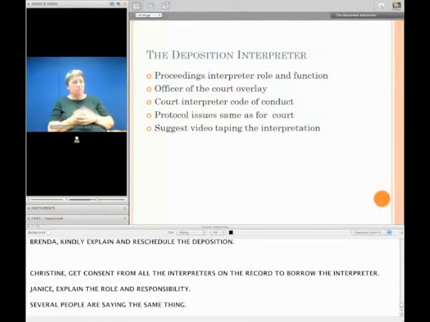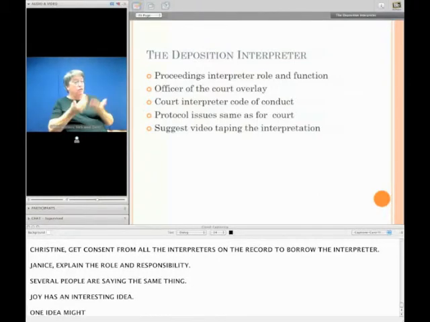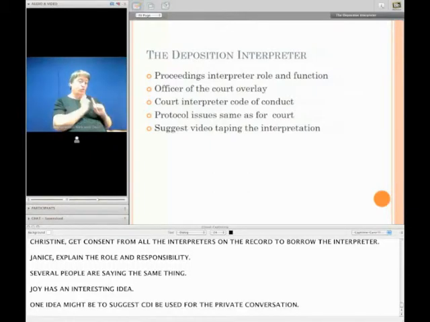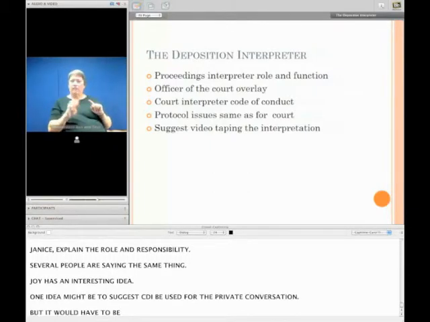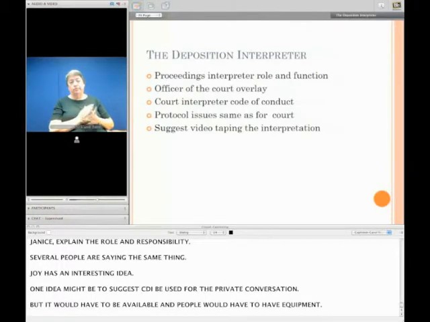Joy has an interesting idea. One idea might be to suggest VRI be used for the private conversations, but it would have to be available, and people would have to have equipment. Great.